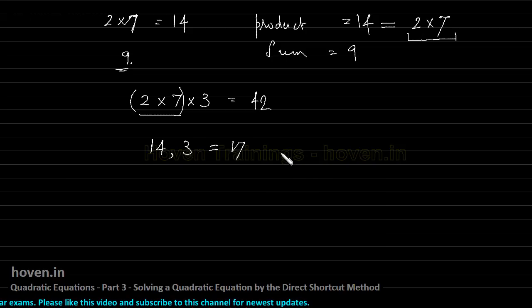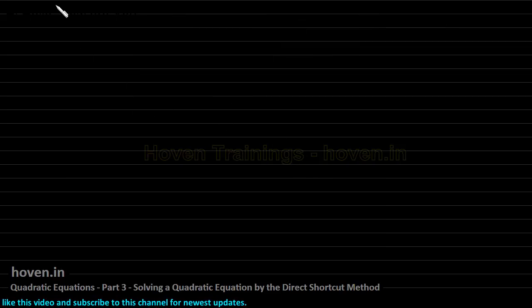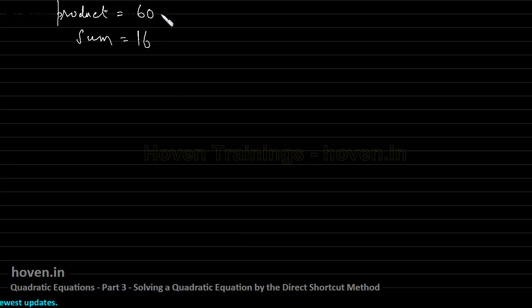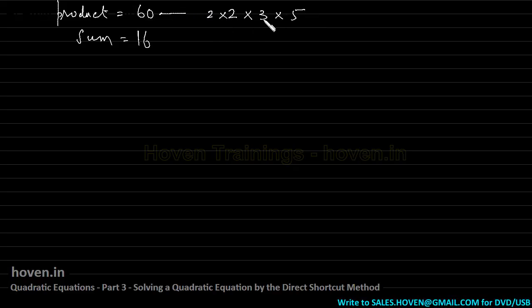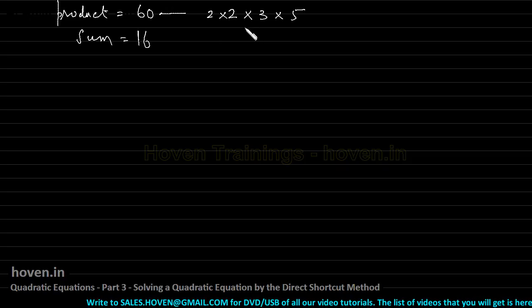Take another similar example. Find two numbers whose product is 60 and sum is 16. So what I'll do is factorize this one. I will write it as 2 into 3 into 5 into 2. So 2 into 2, 4, 3, 12, 5, 60. Now I have to find two combinations of 2, 3, 5 and 2, splitting these into two parts so that they add to 16. So I have to split it in such a way. Let me see how I can do it.